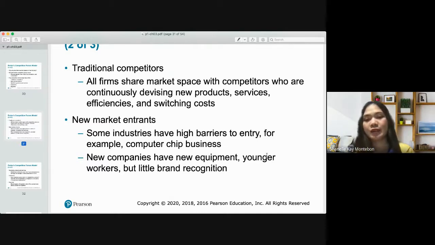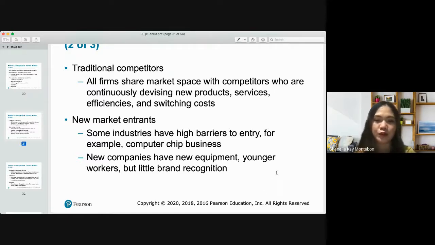Another competitive force, according to Michael Porter, is new market entrants. Some industries have high barriers to entry, for example, the computer chip business. Computer chips tend to have big, expensive costs, and you also need experience when you enter this type of business. Another example is Davao Light and other monopolies. I don't think Davao Light is really concerned with new market entrants because it is monopolizing the power industry in Davao. But what happens if there is a new market entrant? That is where the strategies on how to deal with competitive forces come in, which we will discuss later.